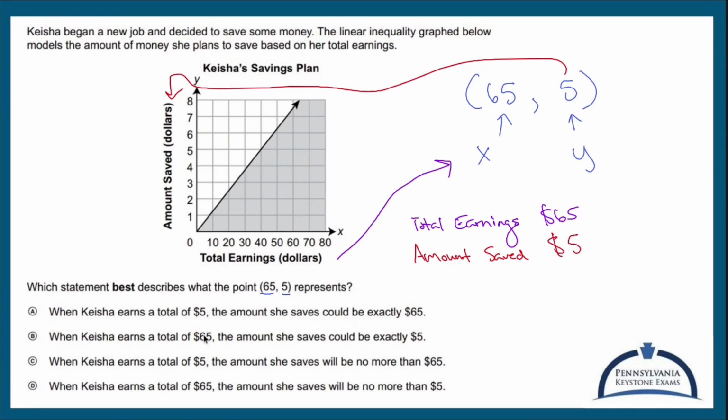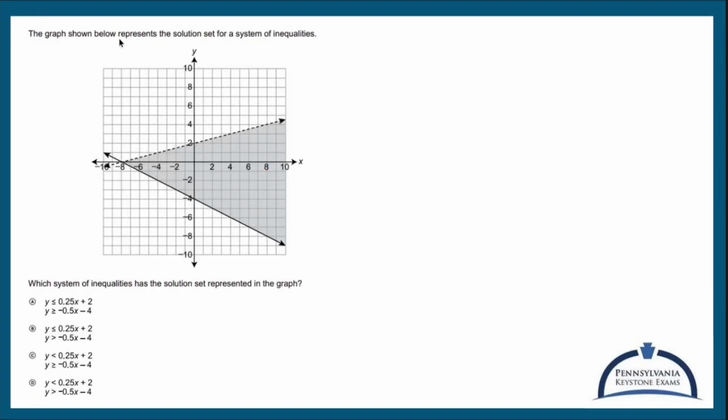So when Keisha earns a total of $65, the amount she saves could be exactly $5. We're going to go with that one. Nice. The graph below represents the solution set for a system of inequalities.